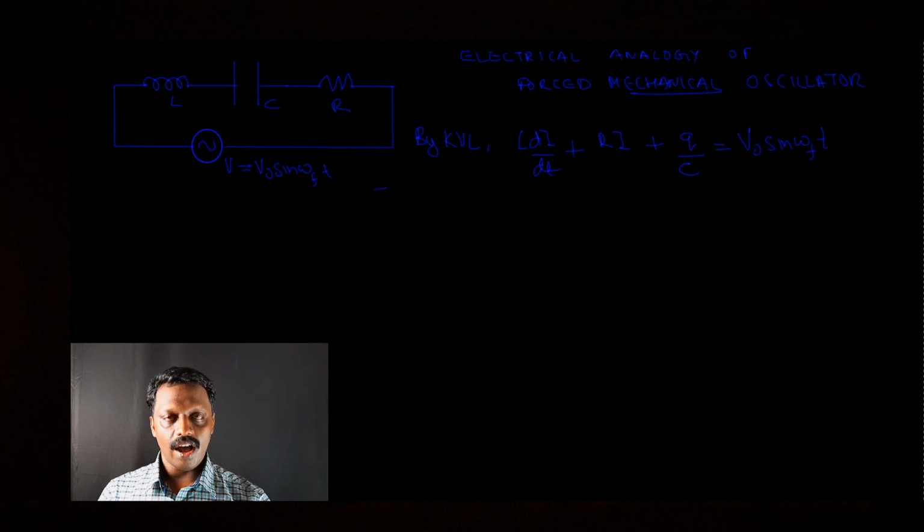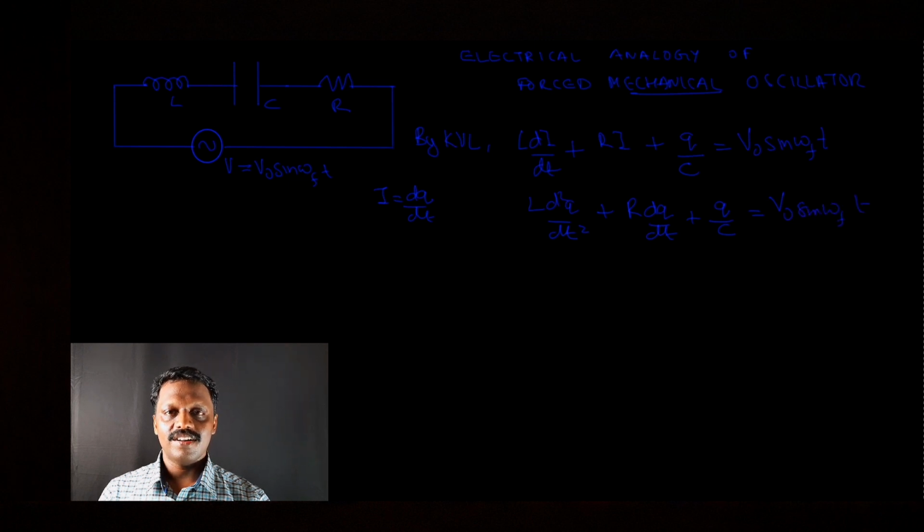The current I, the time rate of flow of electric charge, can be written as dq by dt, and we will write di by dt as d square q by dt square. So the equation is modified as L d square q by dt square plus R dq by dt plus q by C is equal to V naught sin omega f t.